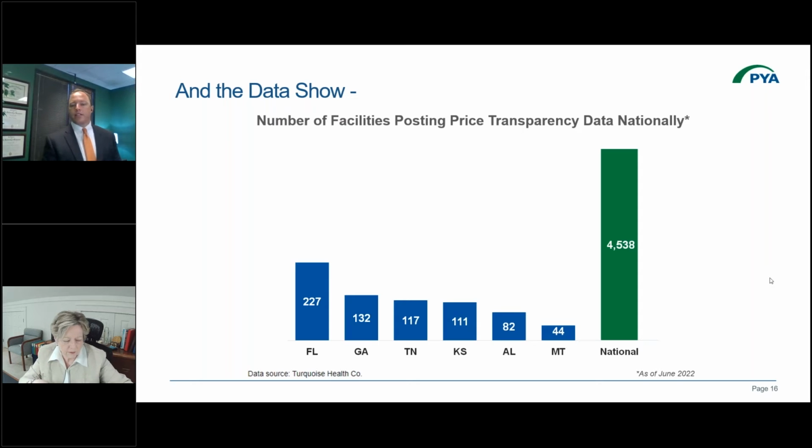Thanks, Kathy. Taking a look at who has posted, if you look nationally, this is as of June of 2022. We have over 4,500 hospitals that have posted nationally. When you look at many of the states represented here today by participants, Kansas and Alabama are tied for approximately 60% of their hospitals, 111 and 82 for Kansas and Alabama. Thanks, Jason.